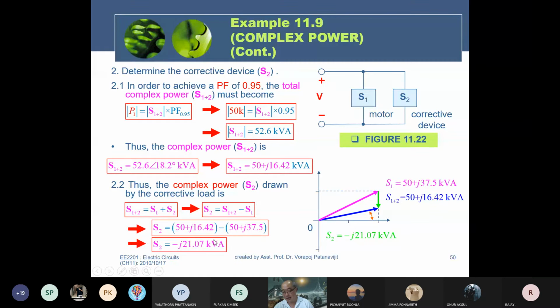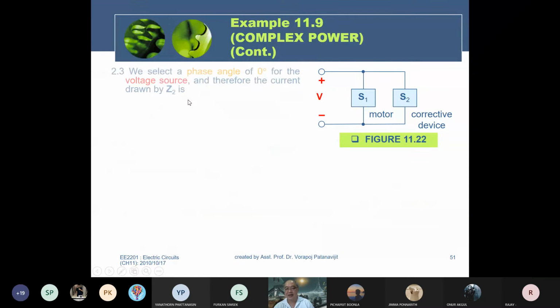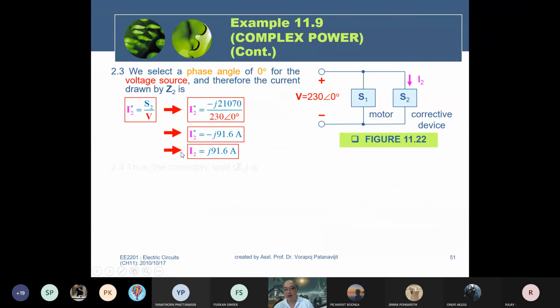Minus 21J kilo. Minus 21J kilo is here. You can find that the power is different. P equals IV, or I equals P divided by V, which gives you the new current here. You get the current.